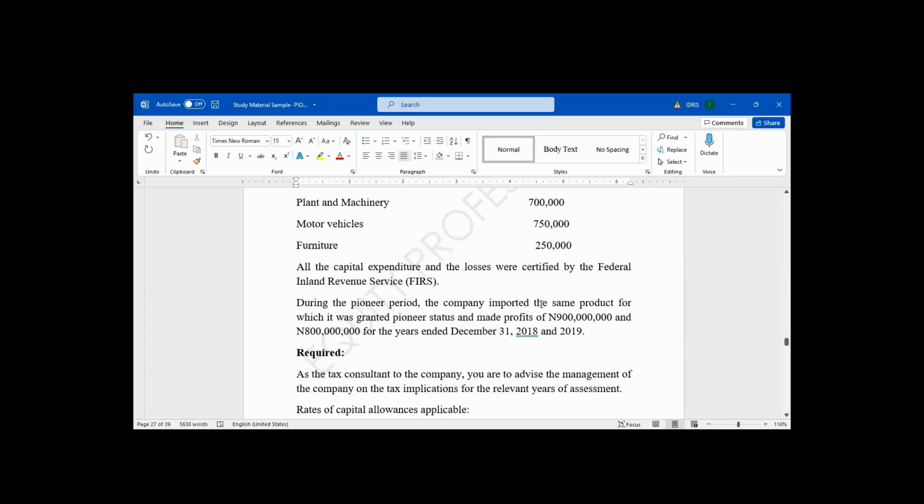So during the pioneer period, if a company makes a profit from a non-pioneer product, what will happen to that profit? It will be subject to tax. That means the profit that the company made from the importation of cement during this pioneer period is going to be subjected to tax. This 900 million, 800 million, they made it during the pioneer period, but it's from importation of cement. They will pay tax on it. It's not from manufacturing of cement.